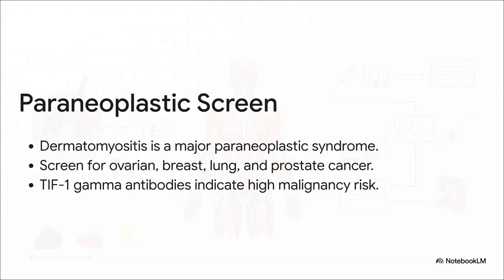Here is your most critical takeaway for management. Diagnosing dermatomyositis isn't the finish line. It's the starting gun for a malignancy hunt. This is a major paraneoplastic syndrome. That means you must immediately screen for solid tumors, specifically ovarian, breast, lung, and prostate cancer. The risk of malignancy is strikingly high here, especially if TIF1 gamma antibodies are present.